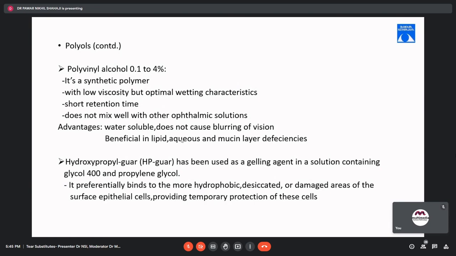That is why this has all the good benefits of osmoprotection. It has cell regenerative capacity in addition to its other tear film advantages. So read a little bit about HPG.